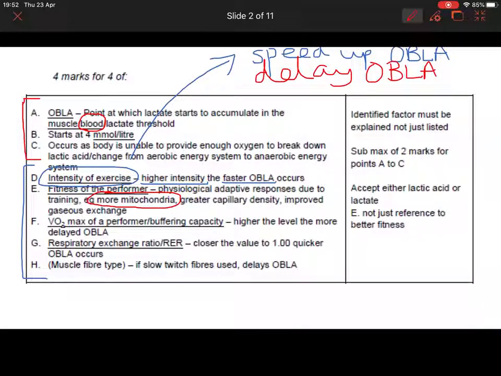You'll also see there about VO2 max of the athlete. So obviously the higher the VO2 max, that will delay OBLA, and obviously vice versa, you could say that the lower the athlete's VO2 max, that would speed up OBLA.